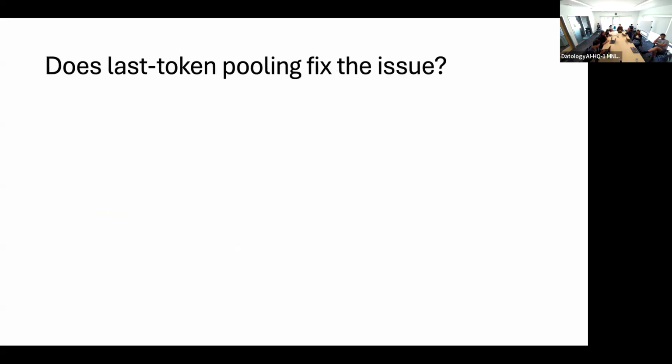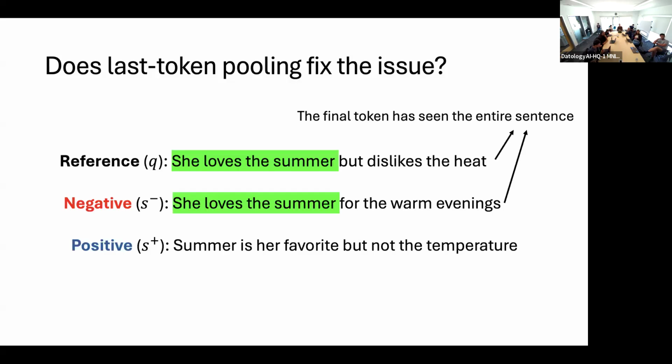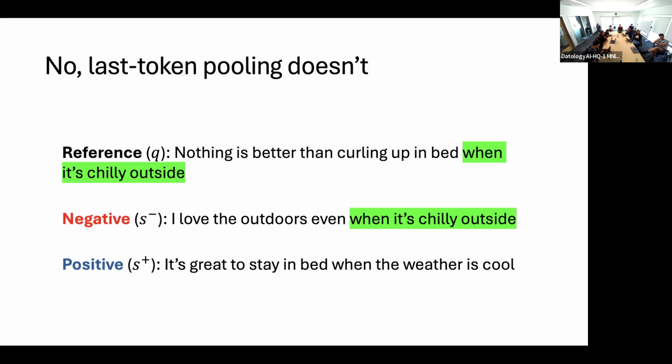So does last token pooling fix the issue? This might be something you're thinking about. Well, the last token at the end of the sentence has all the information, and so you could just use that. But does that do it? Well, no. Again, you should be thinking about what the next token prediction will actually contain, what information it will have. That's how you should be thinking about embeddings. And the final token here has seen the entire sentence, true.